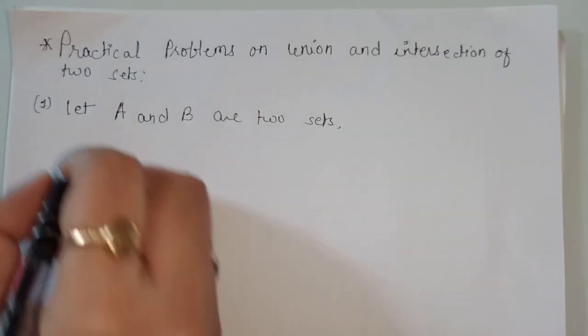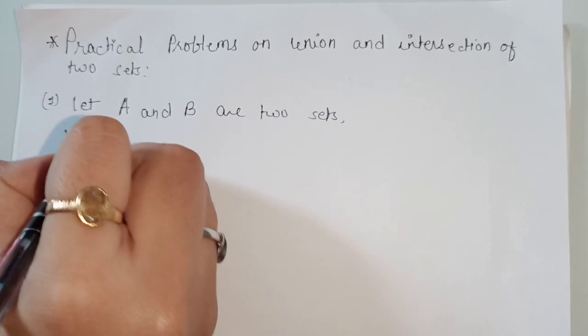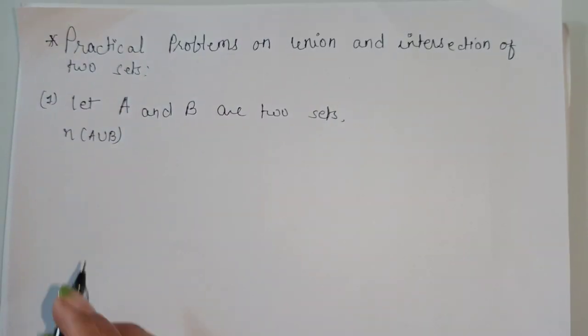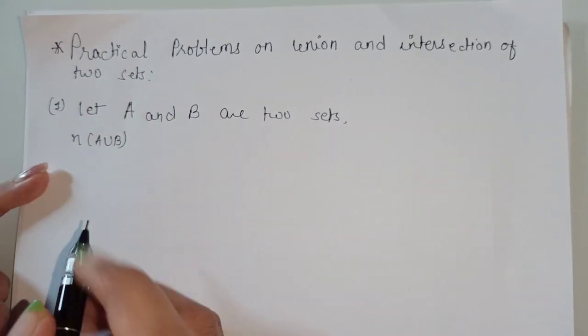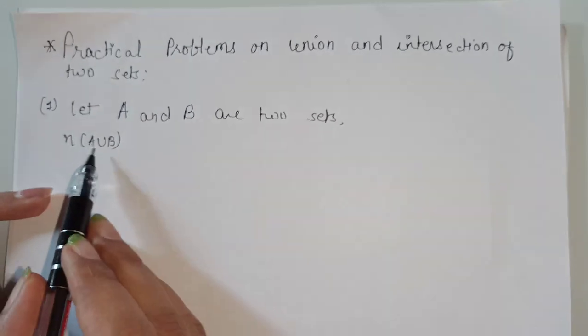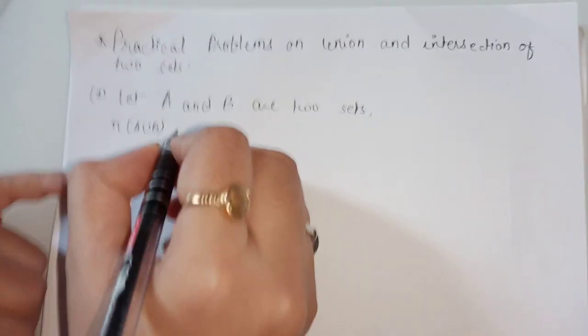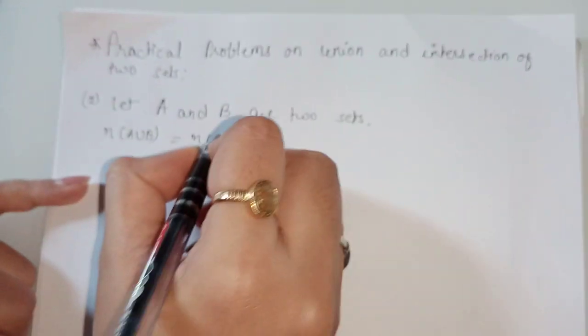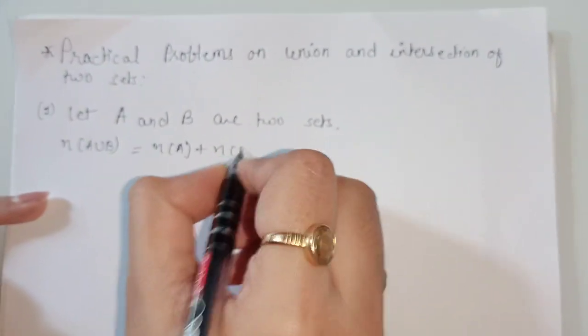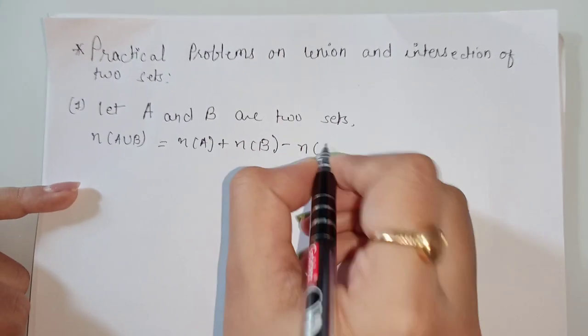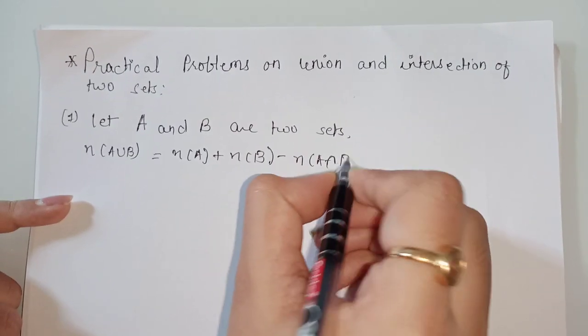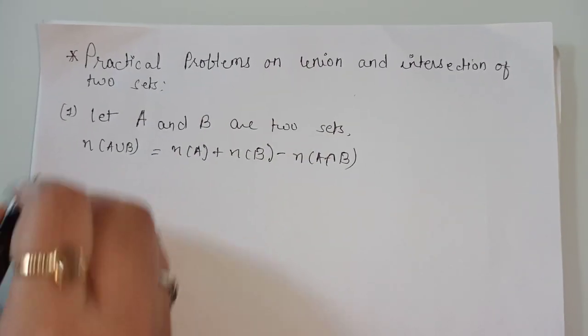Then n of A union B, you all know now, that is the number of elements in this set A union B, is equal to number of A plus number of B minus number of A intersection B. This you have to remember.